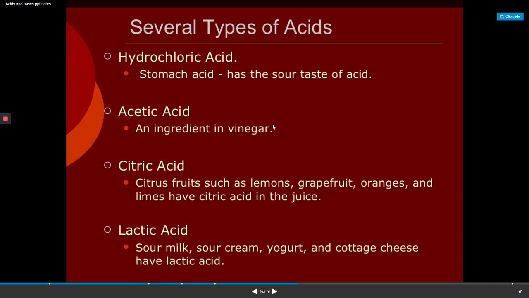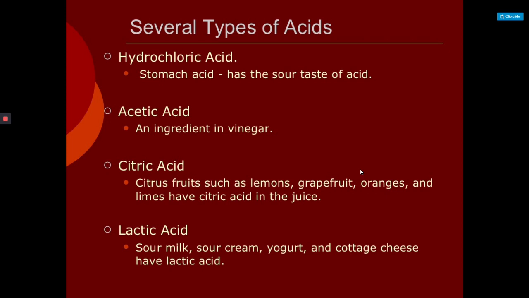Hydrochloric acid is present in the stomach and has a sour taste. Acetic acid can be found in vinegar. Citric acid is present in fruits such as grapefruit, orange, lemon, and limes. They have citric acid in their juices. Lactic acid is found in sour milk, sour cream, yogurt, and cottage cheese. So dairy products like milk, yogurt, cheese have lactic acid, fruits and vegetables have citric acid, acetic acid is present in vinegar, and hydrochloric acid is present in the stomach.